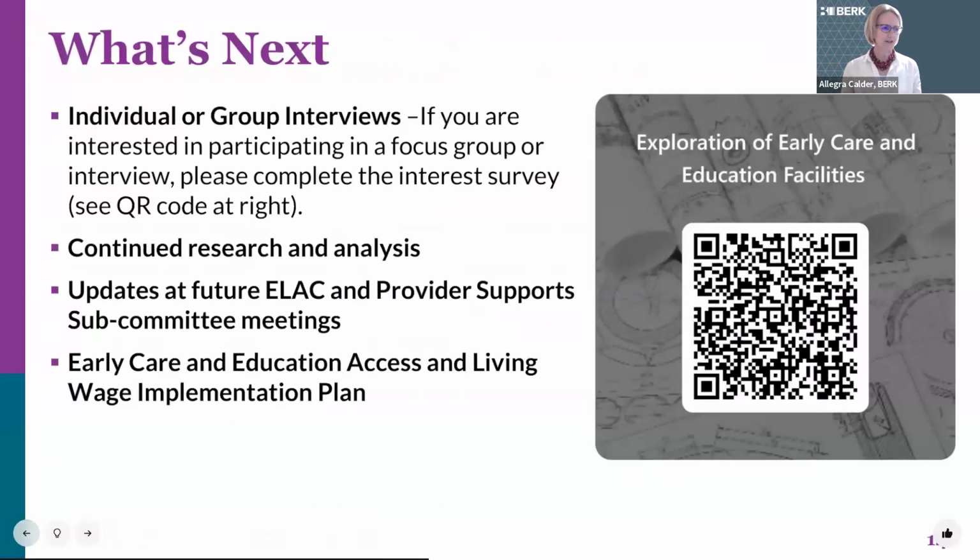On our next slide, we actually have a form that you can use by the QR code. I should be able to put that in the chat as well. Oh, great. Thank you, Jessica, has put the interest survey in the chat as well.